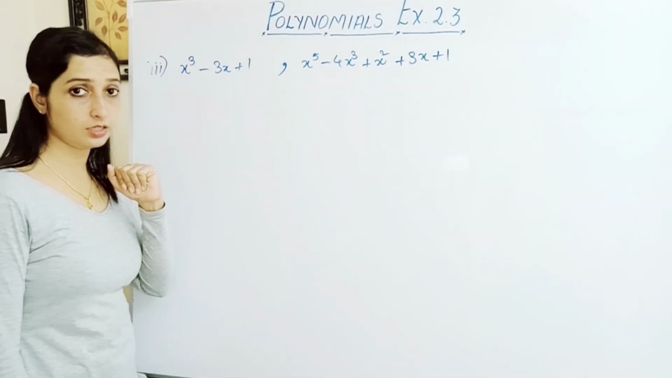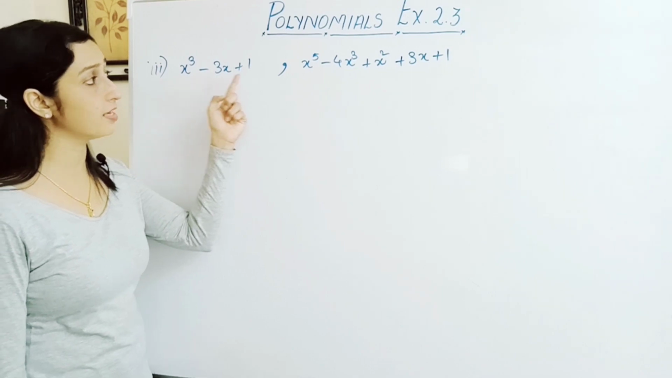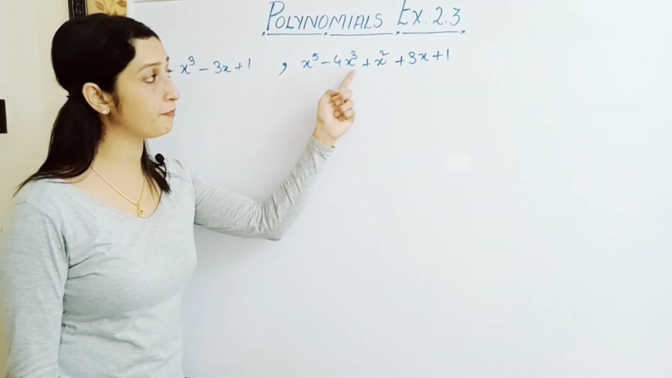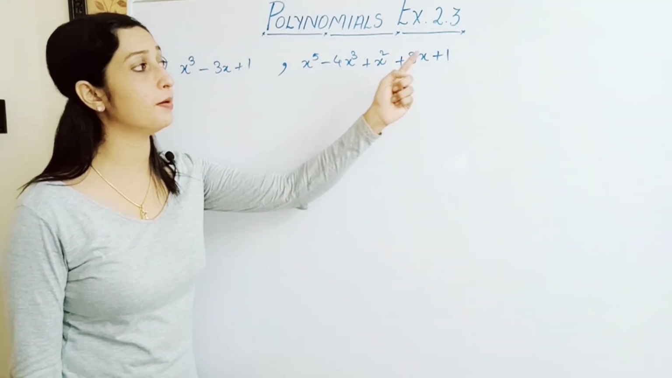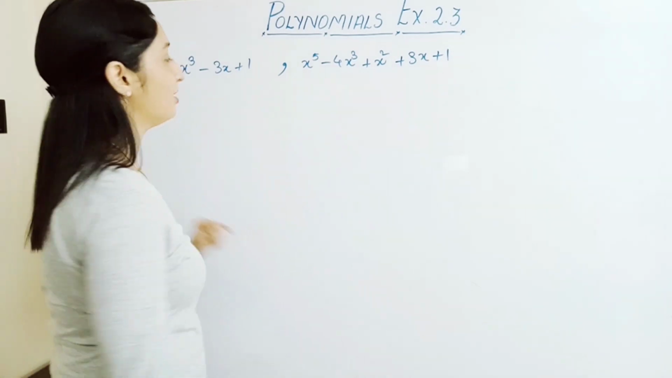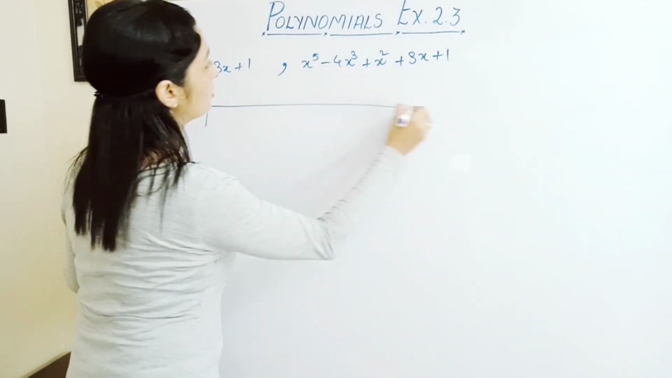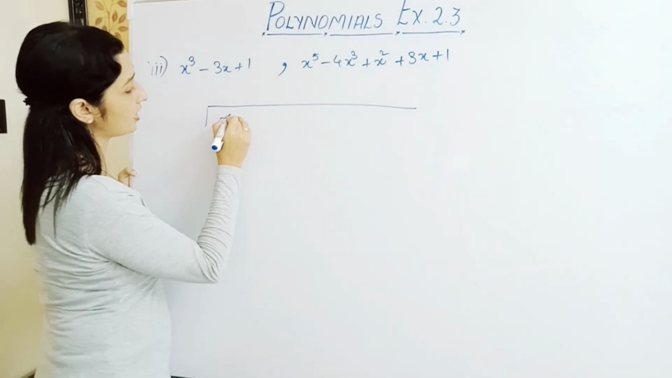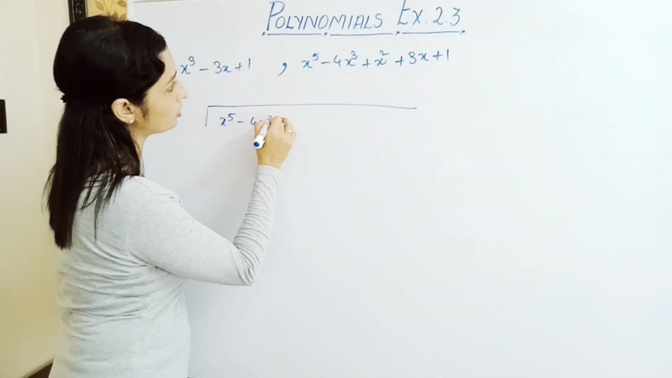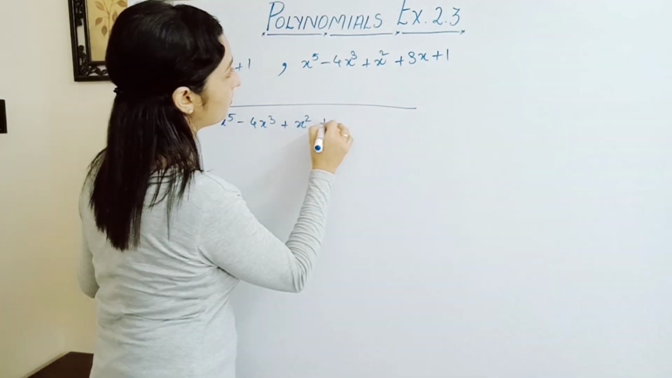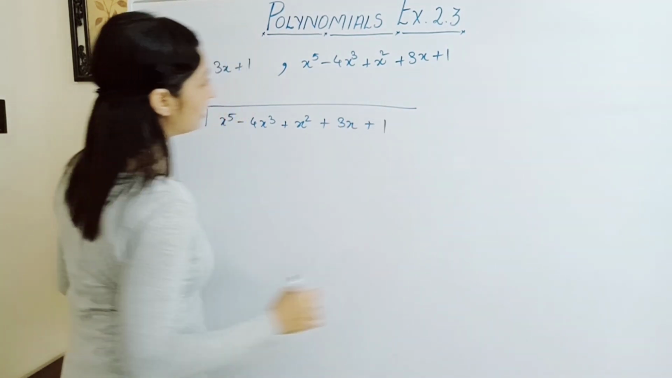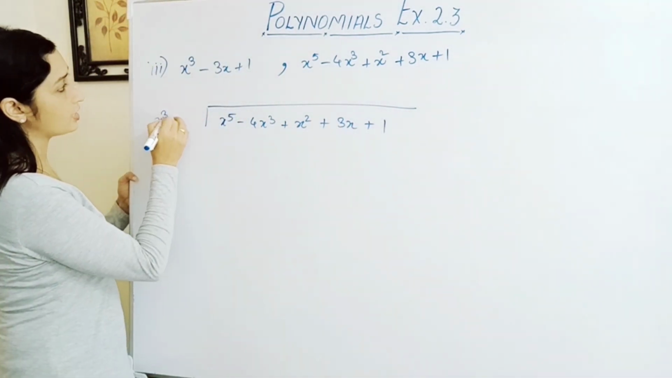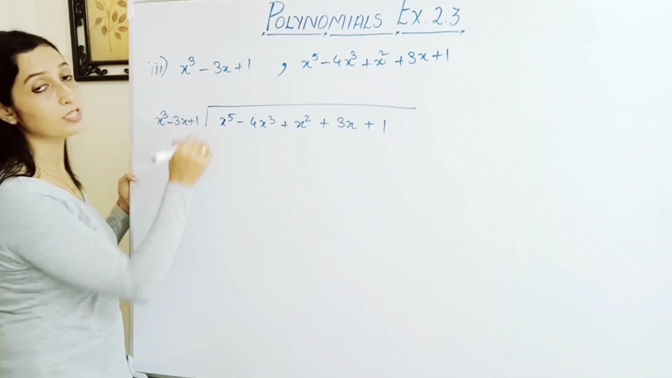So this is our third part, which is x cube minus 3x plus 1 and x raised to 5 minus 4x cube plus x square plus 3x plus 1. So let us do our division. So you write the dividend first, which is x raised to 5 minus 4x cube plus x square plus 3x plus 1, and our divisor is x cube minus 3x plus 1.